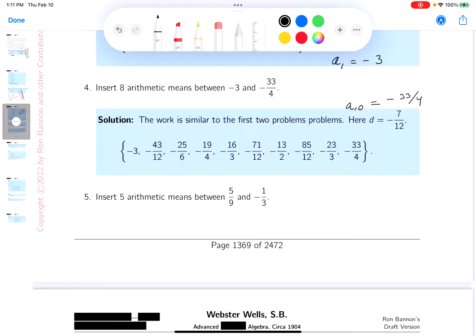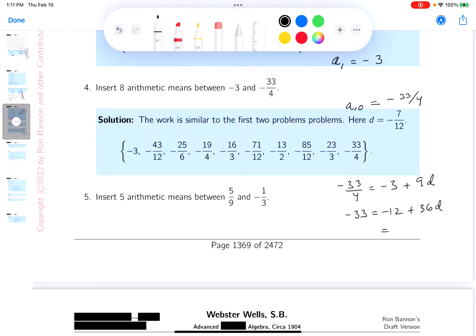over 4. And my goal here is to get the D. So it's not going to be that bad to get. So 33 quarters is equal to minus 3 plus, this is the 10th term, by the way, so it's going to be 9D. I would recommend multiplying both sides by 4. You get minus 33, minus 12, plus 36D.